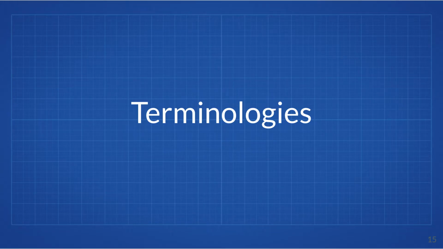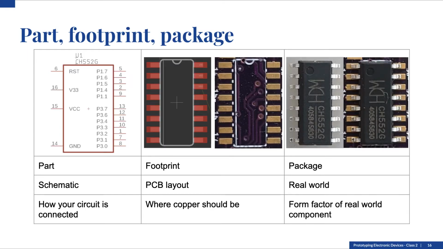Now we will talk about terminologies in the PCB design. The first 3 words in the PCB design are part, footprint, and package. The part is used in the schematic to represent components. The part contains information about the connection of the components, such as the number of pins and names of pins. The footprint is used in the PCB layout. The footprint is often linked with the part in the schematic. The footprint contains information about the location of the copper path.